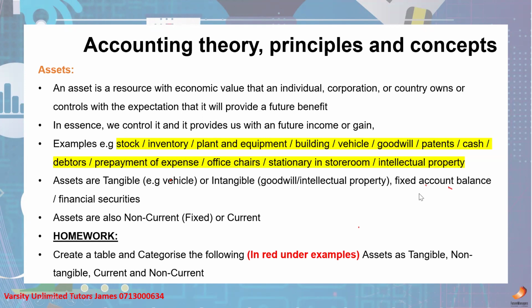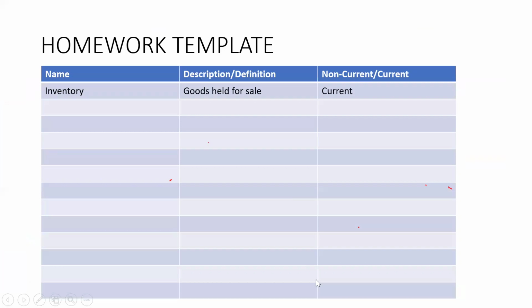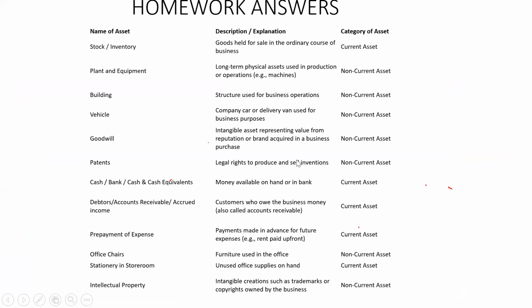Of assets here, and then I said as a homework, create a table and categorize whether these assets are tangible assets, intangible assets, current assets, and non-current assets. And I have a little table there. So the answers to the homework are already there. Right. So you guys can, in your spare time, go through all of these. I'll just pick one or two, which I think are important. But in your spare time, you can read through this.